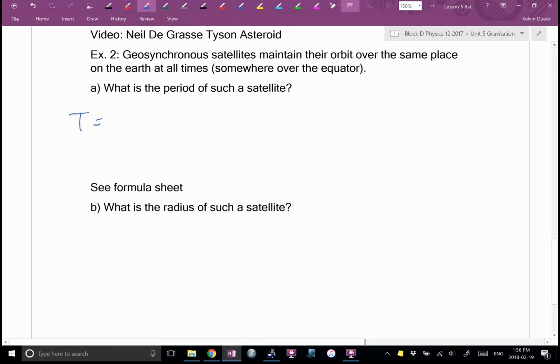Well, if you're the Earth, how long does it take the Earth to spin around? 365? No, that's going around the Sun. 24 hours. And so if I want a satellite to appear as though it's staying above the same place at all times, what would I need to make the period of the satellite? So it's going to be 24 hours, which is 24 times 60 times 60, which is what? I think 86,400, but don't quote me.